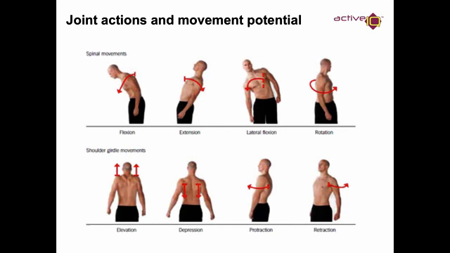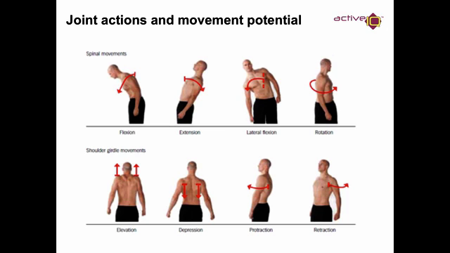If we looked at the spine in a bit more detail, we have spinal flexion and spinal extension. Spinal flexion, essentially, is leaning forward. Spinal extension is leaning back. So if we extend the spine, we lean back. We flex up the spine, we lean forward.